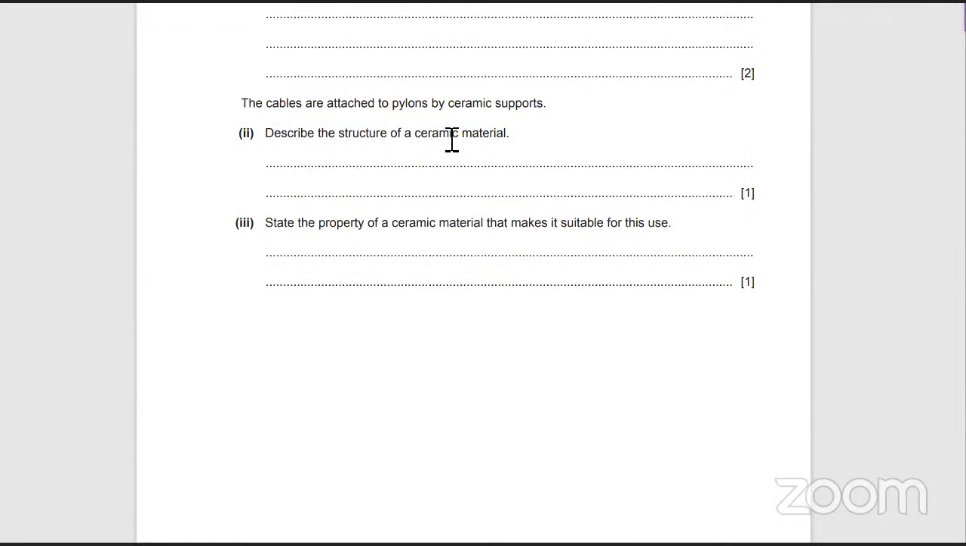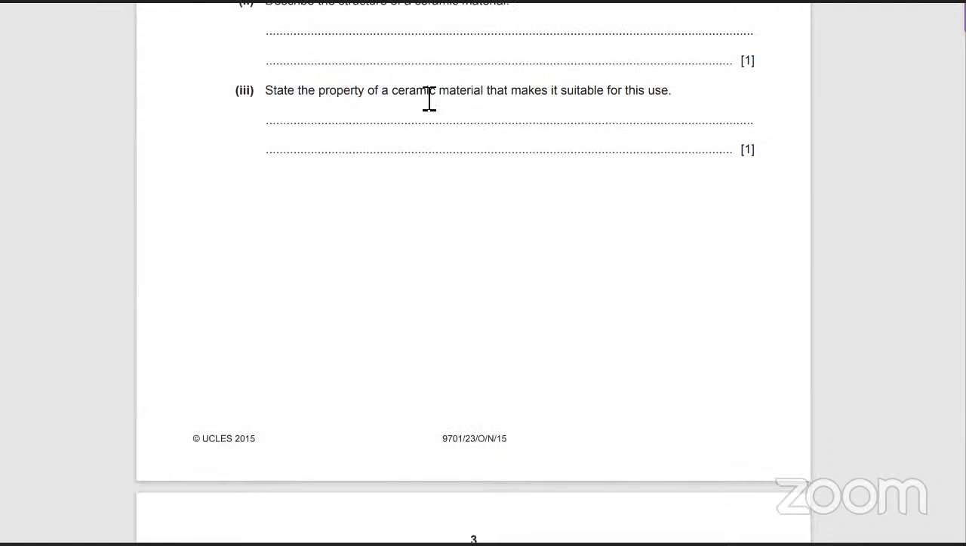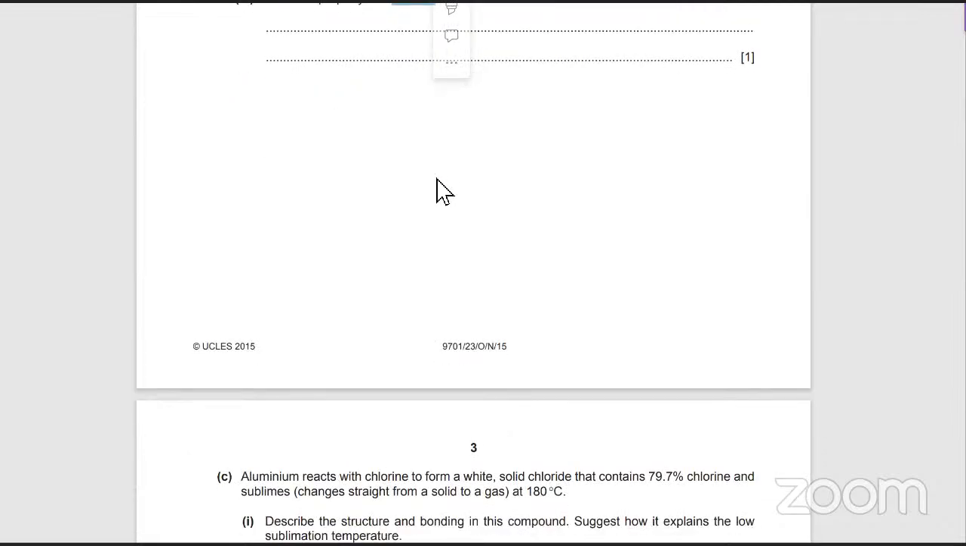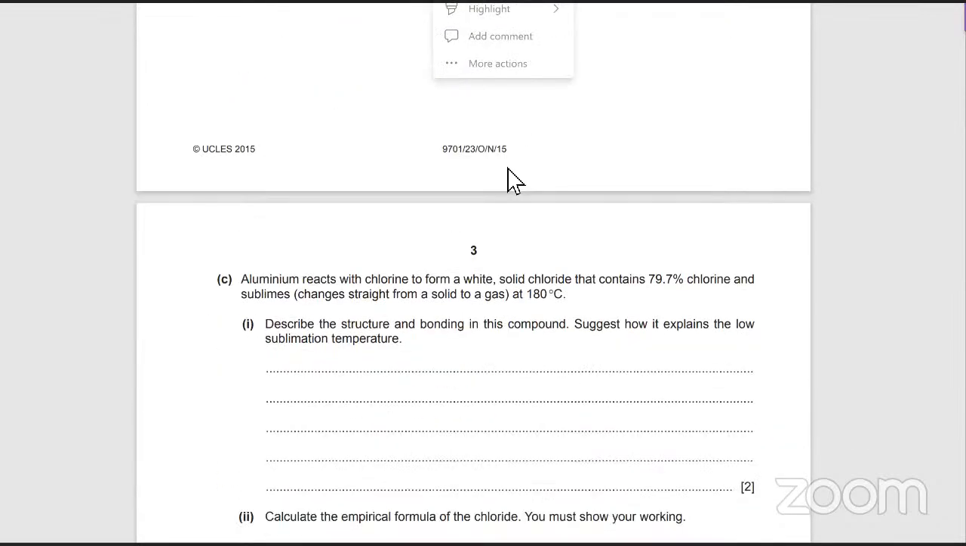Structure of a ceramic material. Ceramic जो word है ना, that is for substances that have very high melting and boiling points, are structurally very, very strong. So ceramics जो होते हैं ना, they're usually giant structures, giant ionic or giant covalent structures. तो ceramic materials की properties क्या होती हैं? High melting and boiling points. They're insulators. They don't conduct electricity. ठीक है, तो ये कुछ उसकी properties हैं.